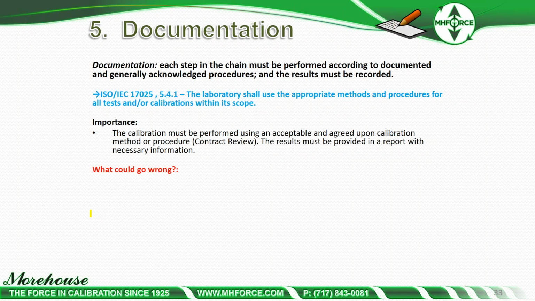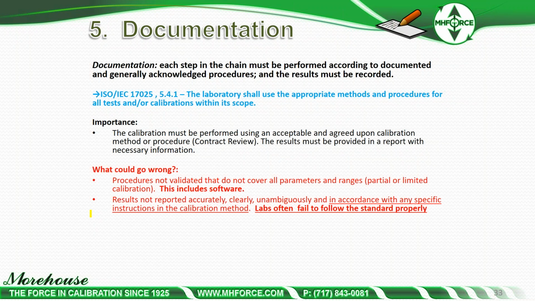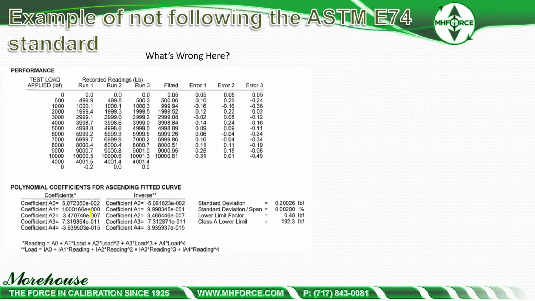So what could go wrong? Procedures not validated that do not cover all parameters and ranges, partial or limited calibration. This includes software. Results not reported accurately, clearly, unambiguously, and in accordance with the specific instructions in the calibration method. You know, labs often fail to follow the standard properly. Here's an E74 example. You look at what's wrong here. It looks like a good cert. But if you read the standard, this lab's not following it.